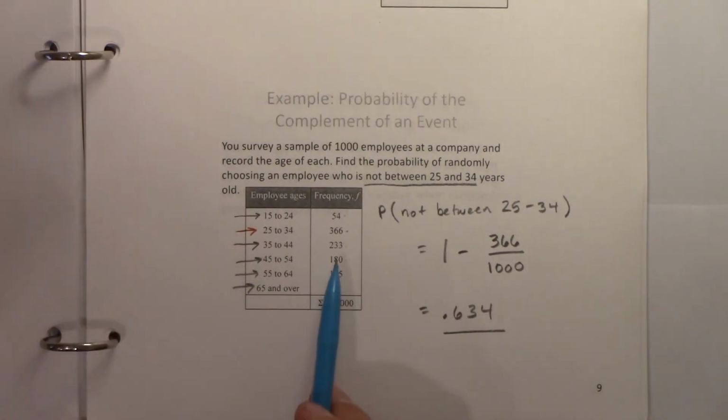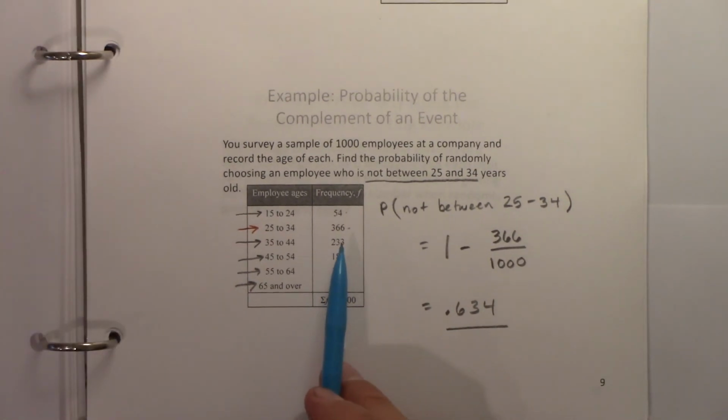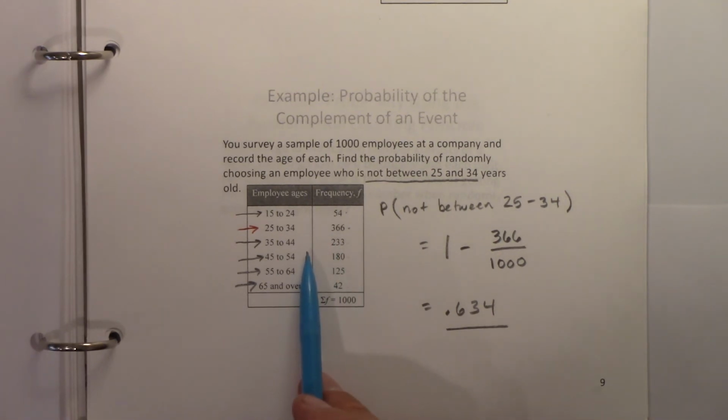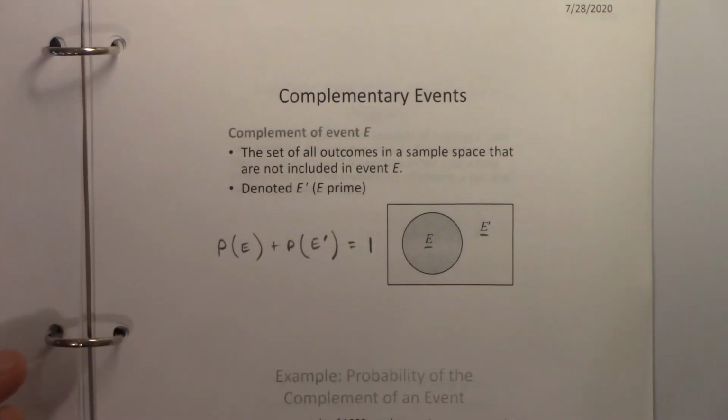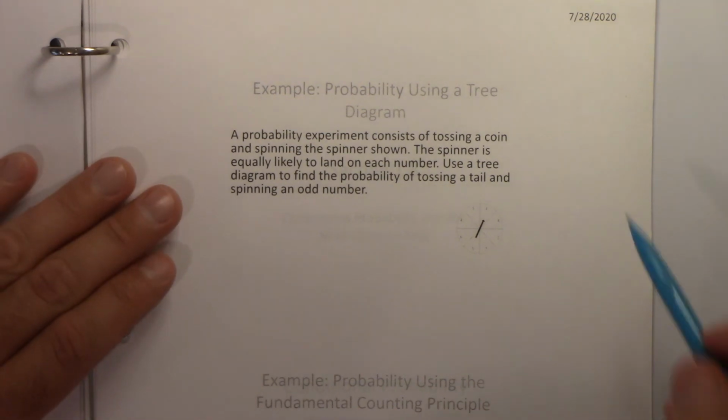It's just sometimes easier, it's nicer to use a complement. That's a little bit easier way to get the overall probability that we're looking for. Moving on to page 10, there's just a couple last ideas I want to share with you here.